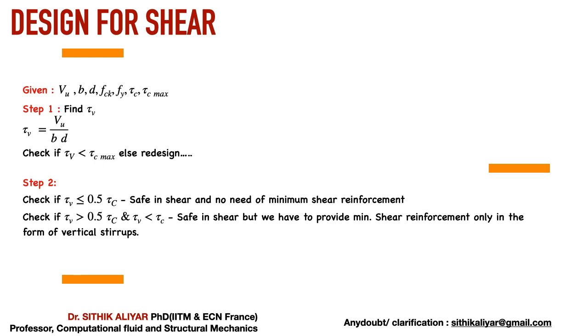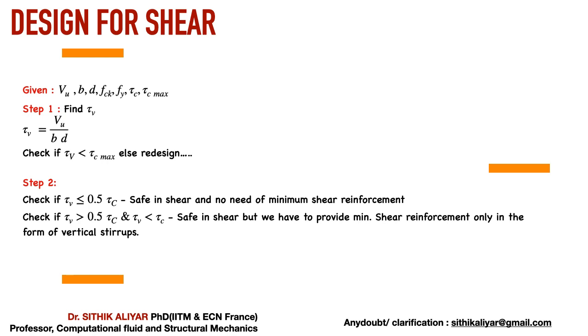Step 1, you have to find the tau v value. Tau v is the nominal shear stress. I told you it is nothing but load by area. Load is the shear force coming from outside, divided by the area, and area is b into d of the beam. And I already told you, tau v should be lesser than tau c max.